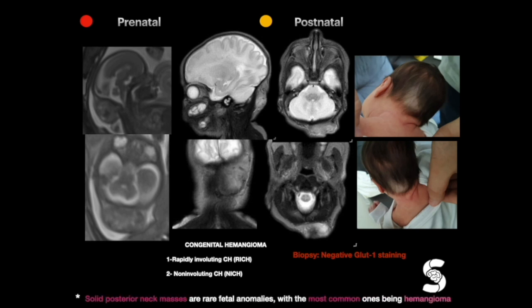Congenital hemangiomas grow in utero in contradistinction to infantile hemangiomas, which typically appear postnatally. Considering the size regression and involution without any treatment, this mass is considered a rapidly involuting congenital hemangioma.